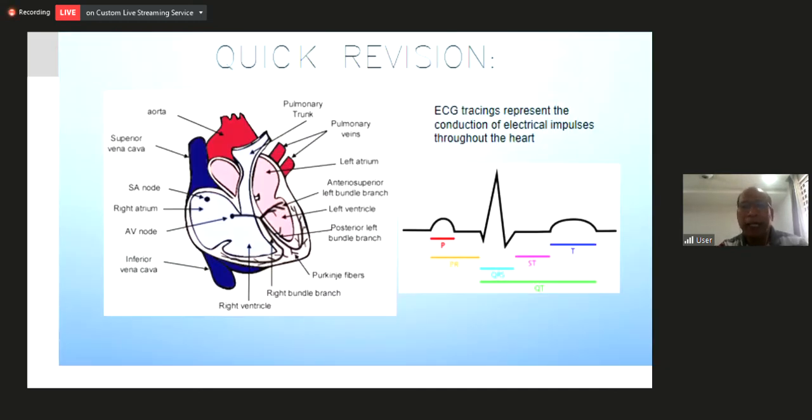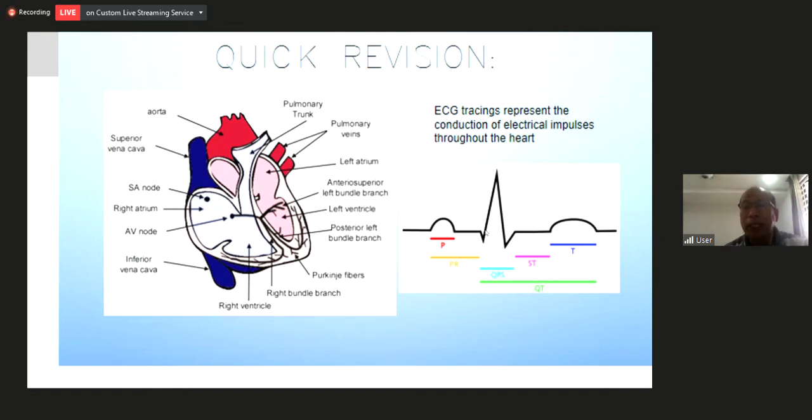Before we proceed, I will do a quick revision of the ECG. So this is a normal ECG. It starts from your SA node to the AV node here. There will be your P wave, then this is called your PR interval. After that, especially in most normal ECGs, you can see this initial Q-like wave here.